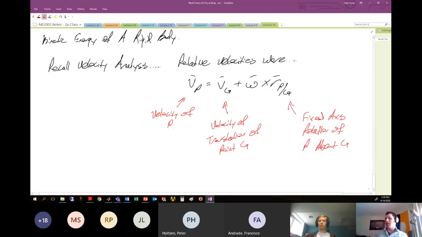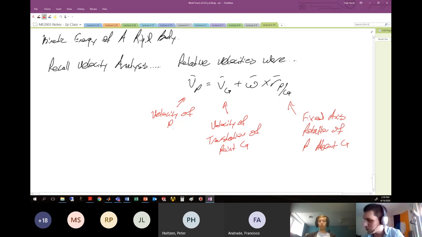Now, we know that the kinetic energy of a particle, which would be like one point P, is 1/2 mv squared. Then we might expect, if we move to a rigid body, that the kinetic energy of the rigid body might look very similar: some kinetic energy associated with translation, plus some kinetic energy associated with rotation.